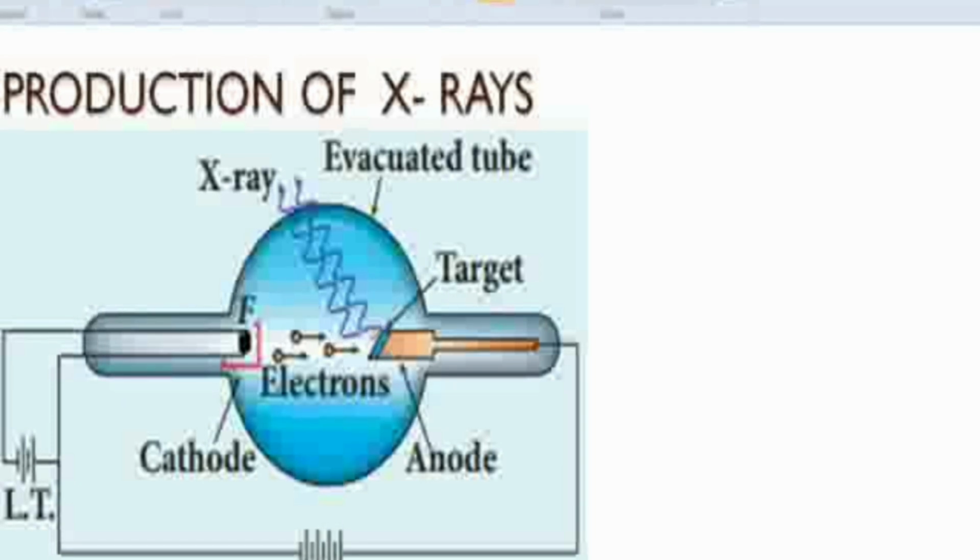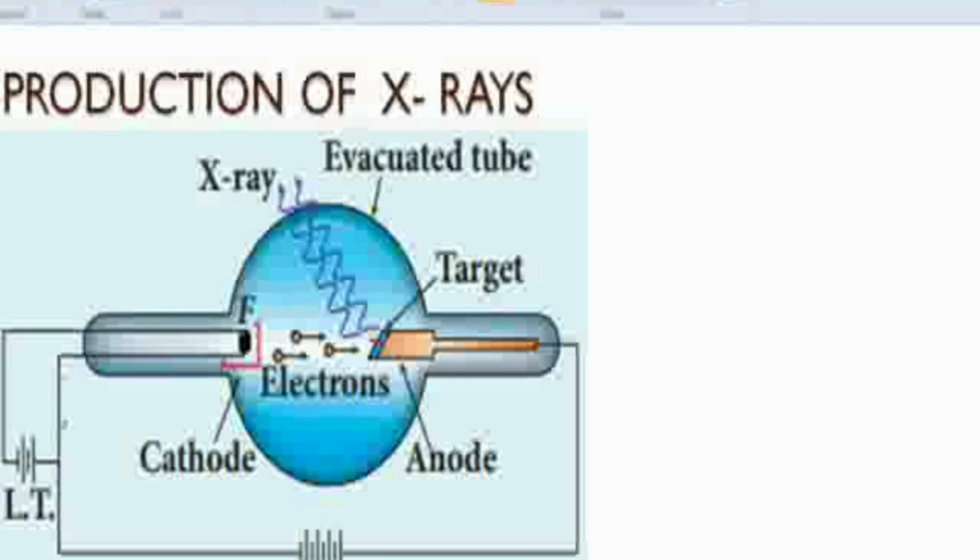The energy of the electron is absorbed by the high atomic mass material, tungsten. After absorbing that energy, radiation is emitted from the metal surface. So invisible white rays are emitted. This is called X-ray. The X-ray is emitted in this direction. So this is the production of X-rays.